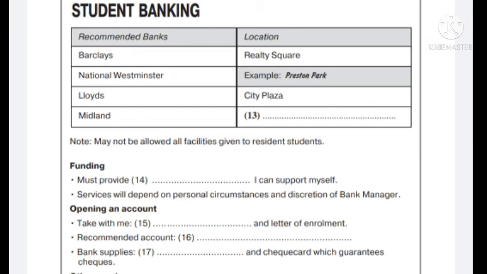Right, well, as you probably know, you'll need to open a bank account while you're here. It's the safest place to keep your money, and it's best to open an account with one of the major banks. You should each have a handout with the names and addresses. Right. There's Barclays in Realty Square, National Westminster in Preston Park, Lloyd's in City Plaza, and Midland in Hope Street. Okay, all these banks offer special student accounts.